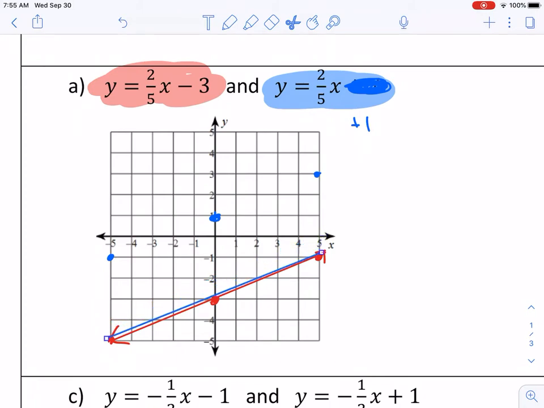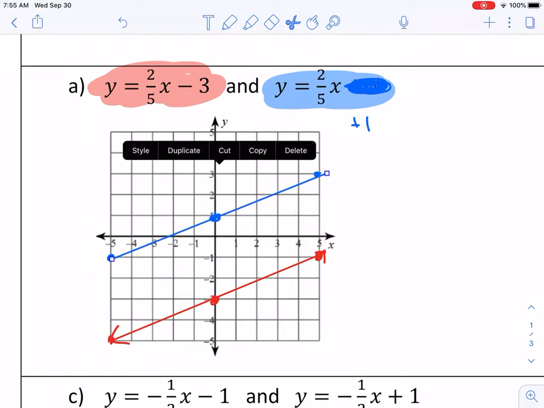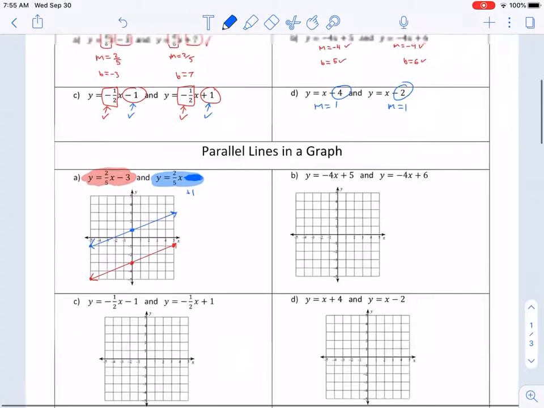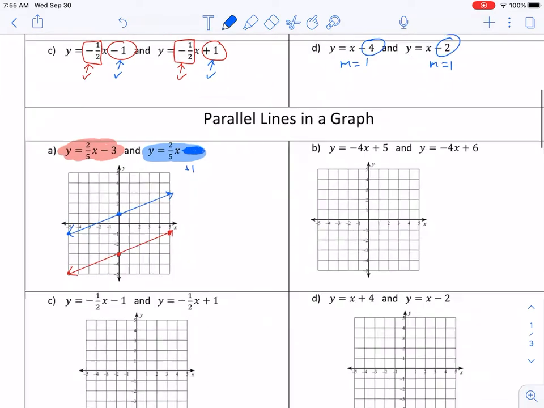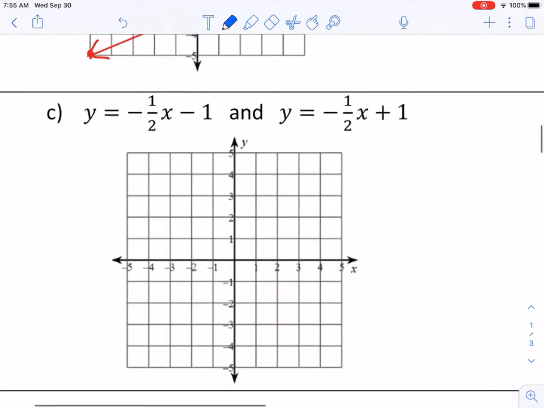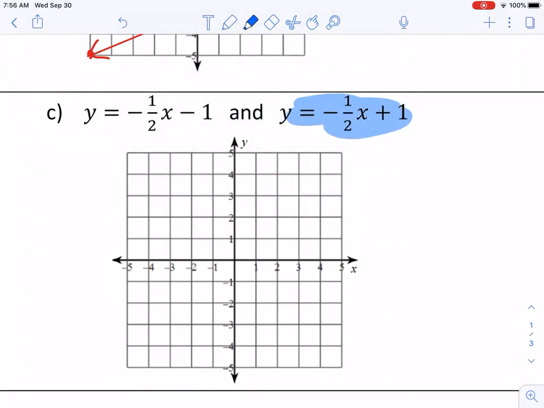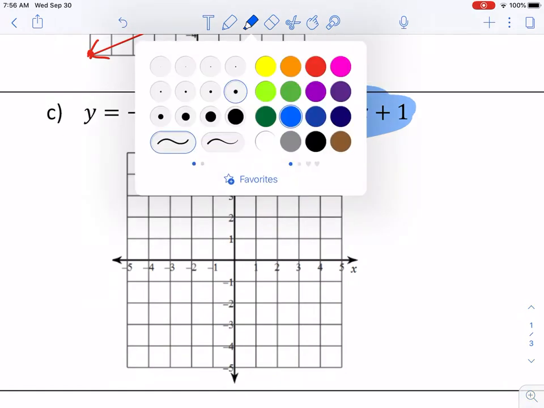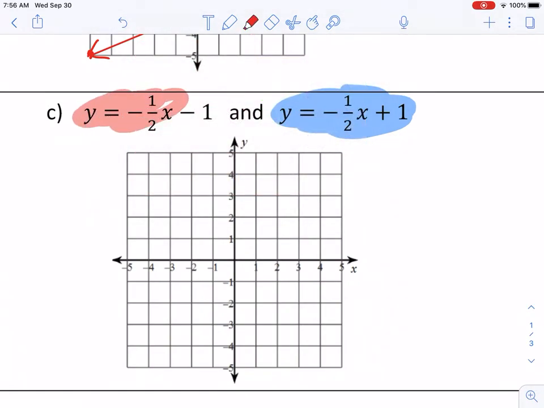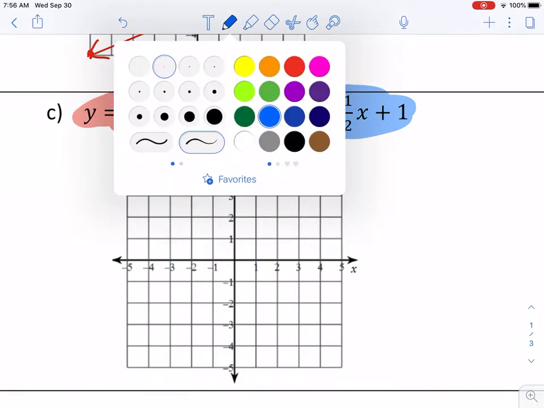And what you notice is it doesn't matter where the line is on the graph. It's never going to cross my red equation because the slopes are the same. So that's parallel lines in a graph. I'm just going to do example C. So again, I'll do a red equation and a blue equation. I'll do my second equation in blue and my first equation in red, just so that you can see the difference, okay?